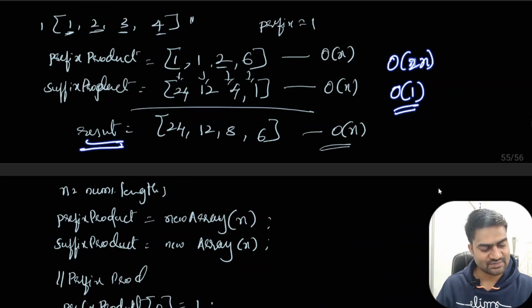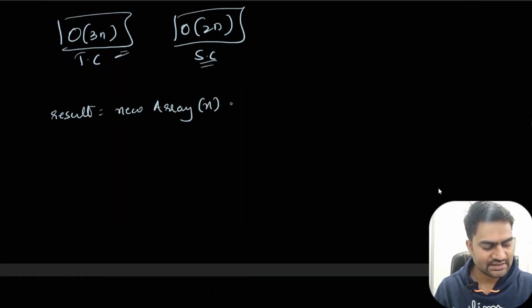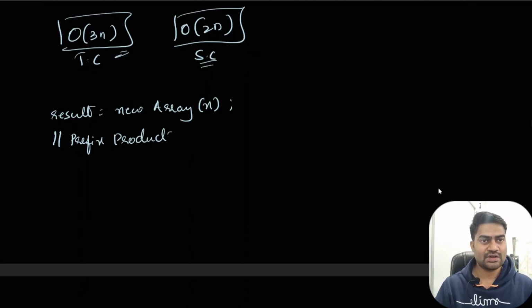Okay, with that, let us make the modification. What I will do, I will take directly our result array. So it will be a new array of length n. Then first I will find our prefix product. If it is prefix product, then we start from the first number, right? So there will be nothing on the left side of the first number.